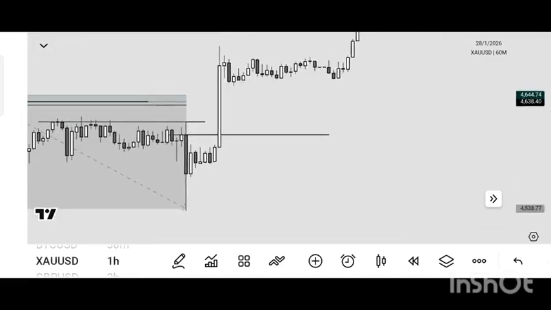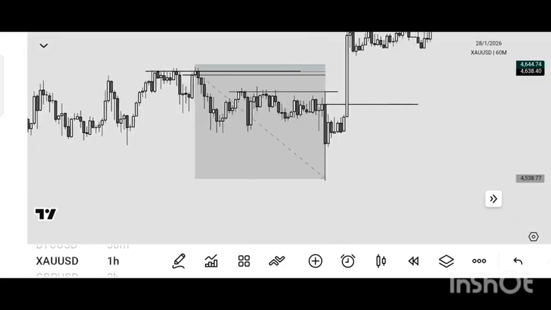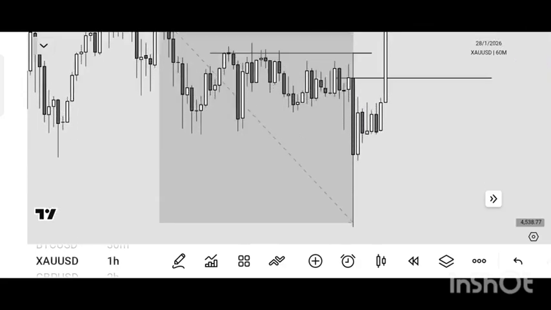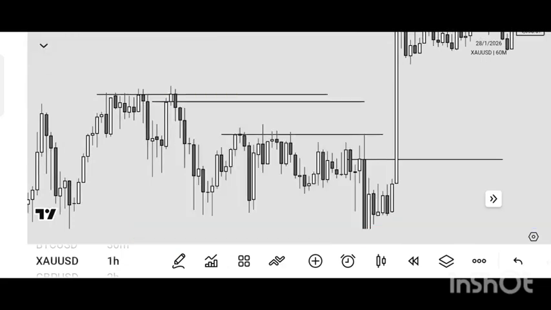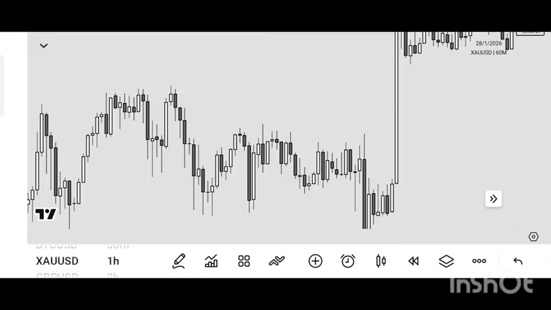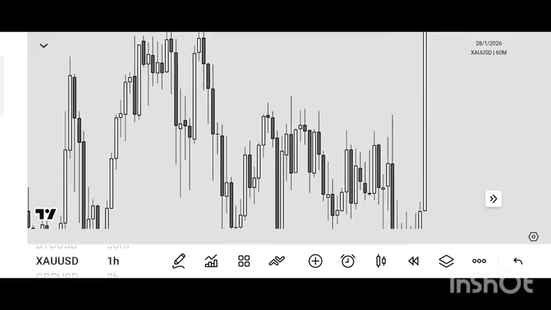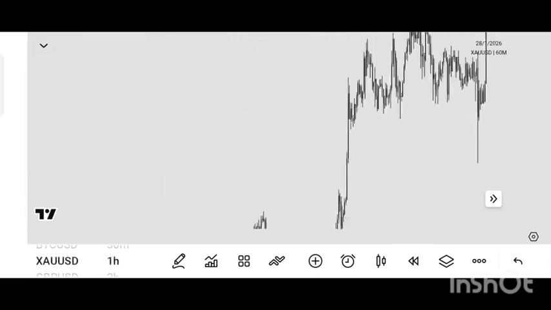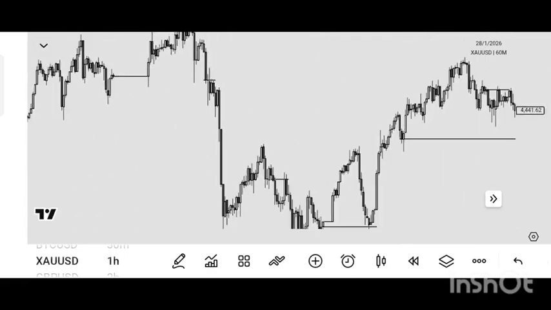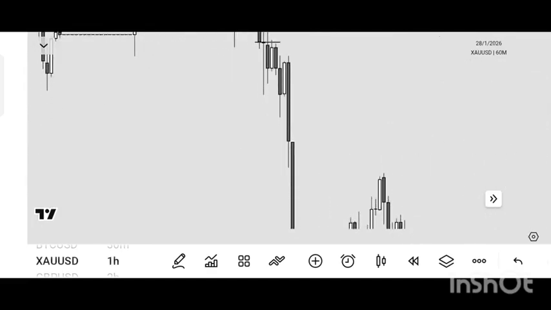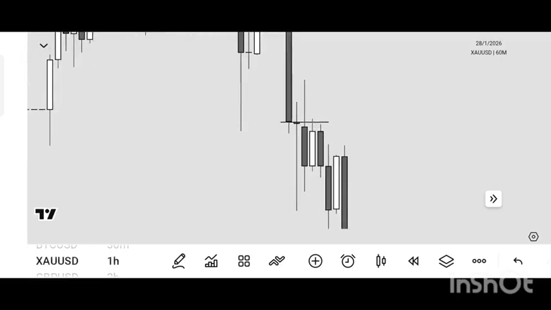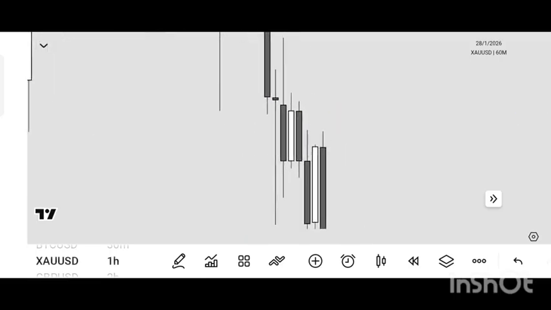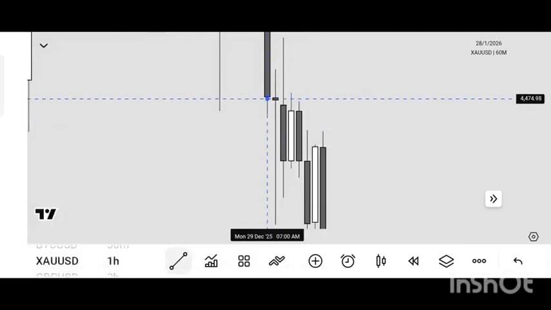Let me look for another example. We are looking for it in a bearish market. Okay, this is more like a range. Let me look for a bearish trend. Okay, look at this one. This is a bearish candle, and another bearish candle in between.